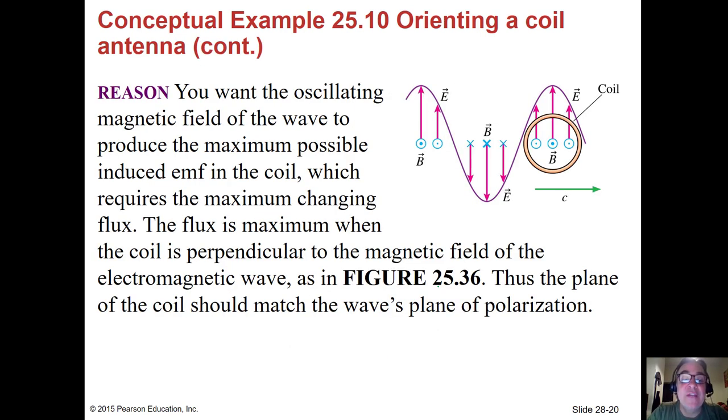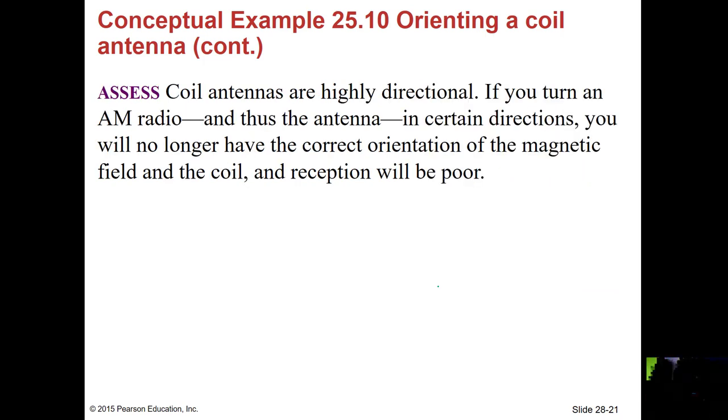Okay, so that's kind of a synopsis of what I've said there. You want to be able to catch the magnetic field. If you turn the loop like this, you're not catching any of it. You're getting no flux, versus maximum flux. Okay, good. That's kind of a synopsis of what I've said.